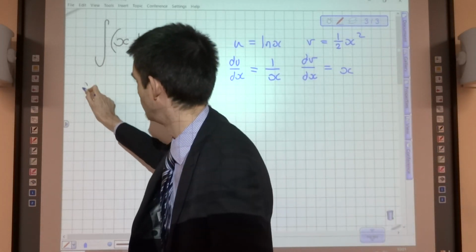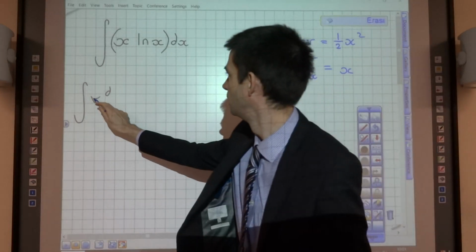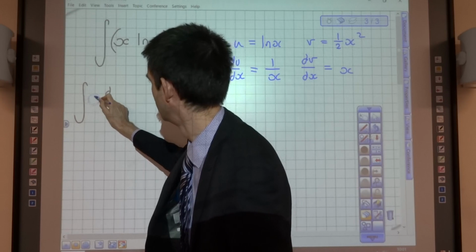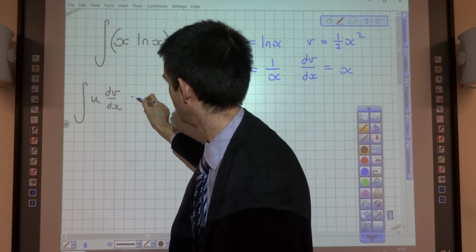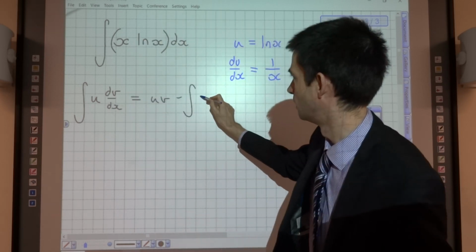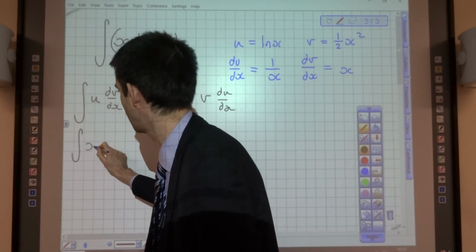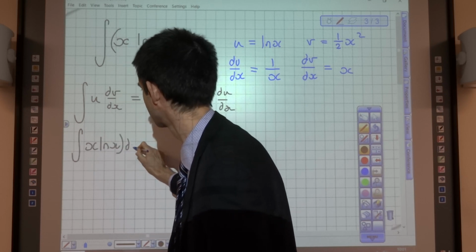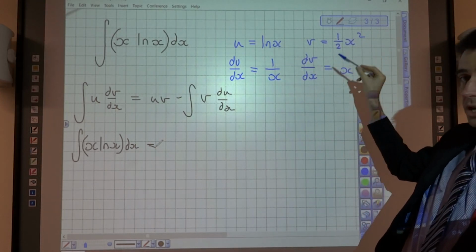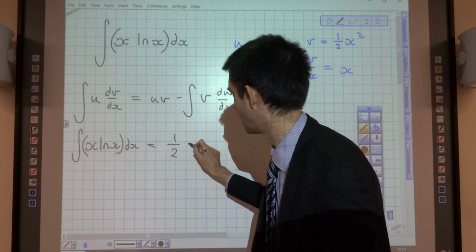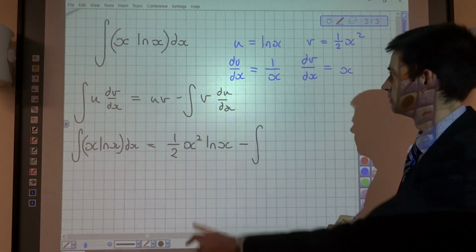Now, remember, good habits. We write out the formula for integration by parts. We do it correctly, obviously. The integral of u dv dx is equal to uv minus the integral of v du dx. So the integral of x ln x with respect to x is equal to uv, ln x multiplied by a half x squared. So that's half x squared ln x minus the integral of v du dx.